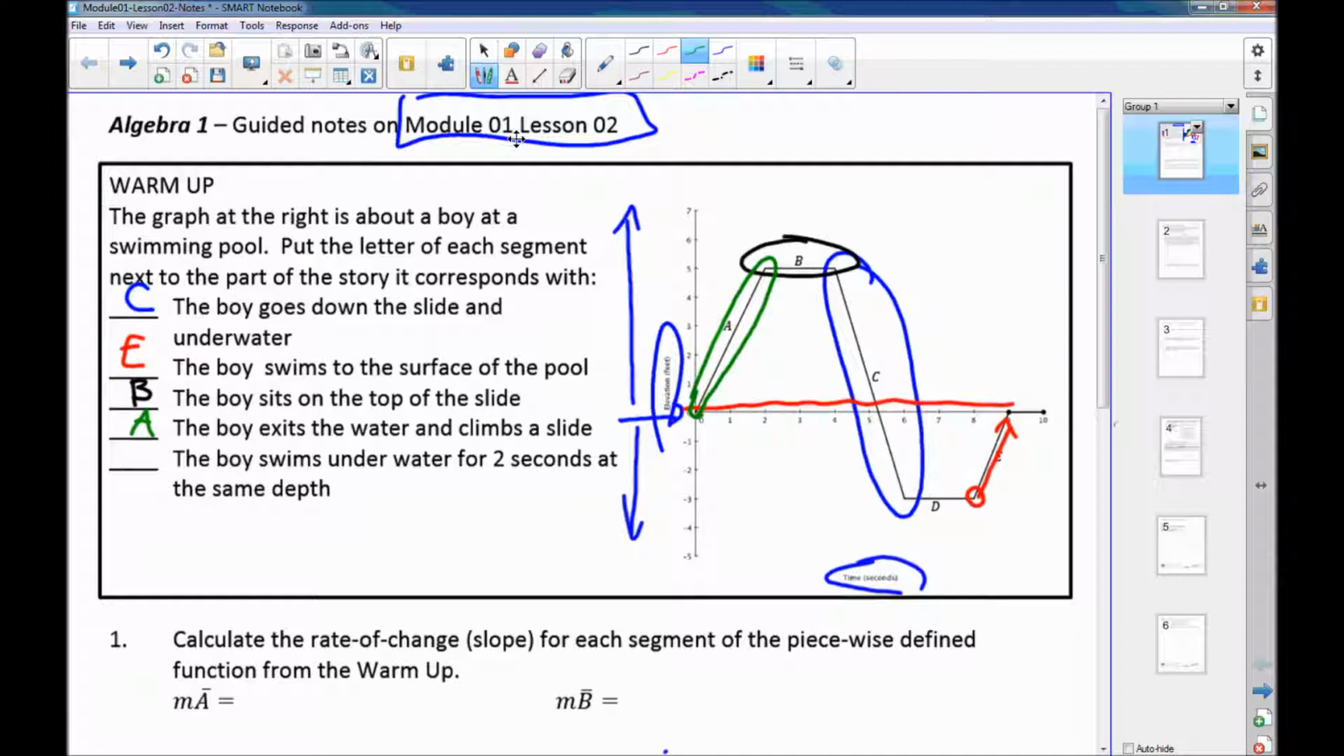And then the boy swims underwater for 2 seconds at the same depth. So the same depth again leaves us a tip off that that should be a slope of 0 because we're not changing elevation. So this is the slope of 0 that's underwater.